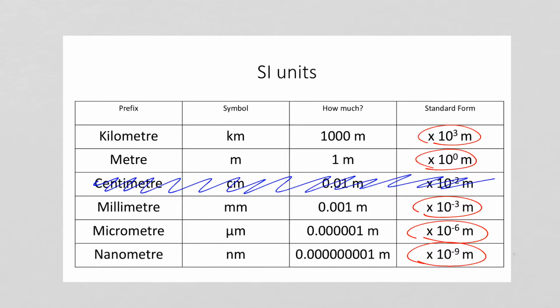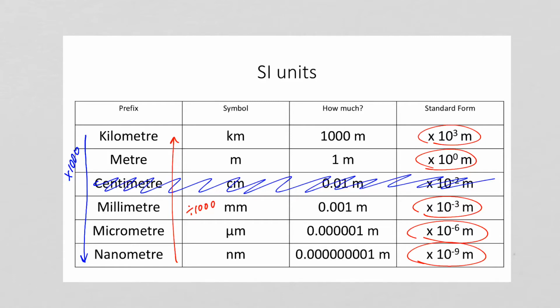And by getting rid of the centimeter, it makes the pattern a lot more obvious. Every time you move up or down in this table, you are going to have to multiply or divide by 1,000. So really, really simple. If you are going from the bigger things like a kilometer down to smaller things, then you are going to multiply by 1,000 at every step. And if you're going in the opposite direction, you are going to divide by 1,000 at every step.